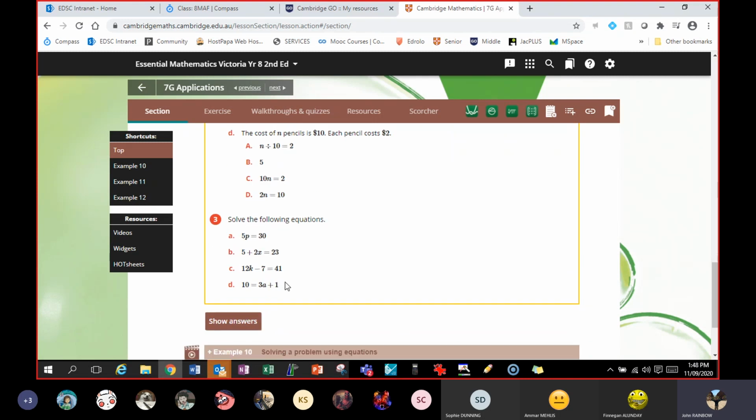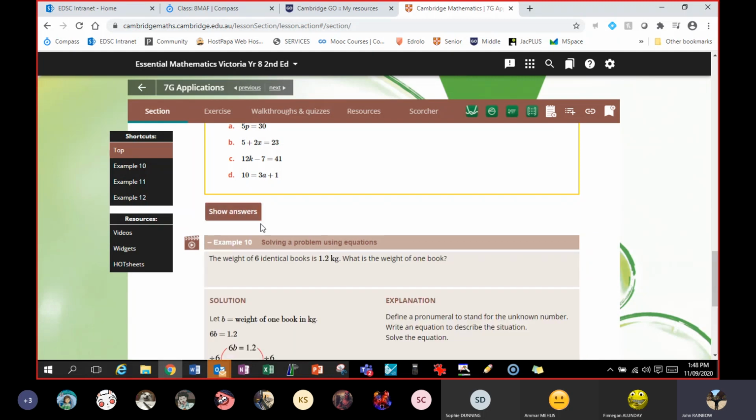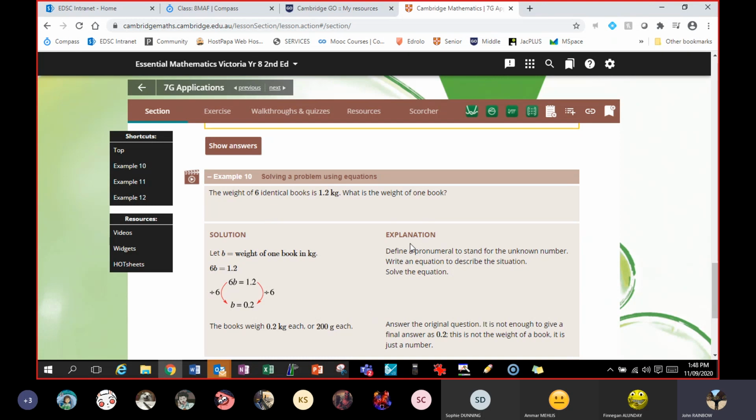Solve the following equations. We've done that before. So when we're working through some of these problems, and they do get pretty tricky, solving equations is probably the hardest part.